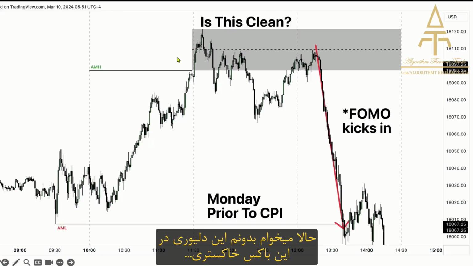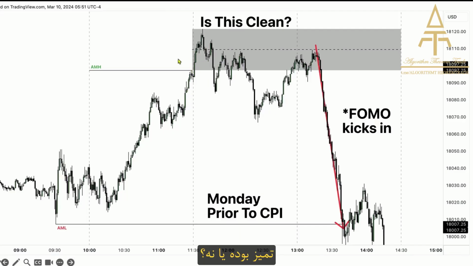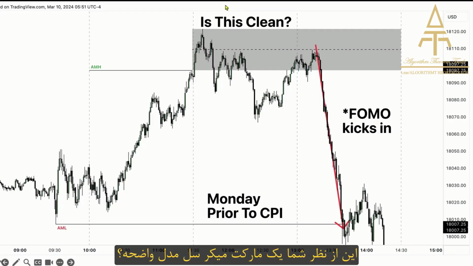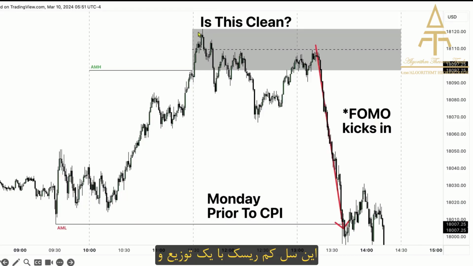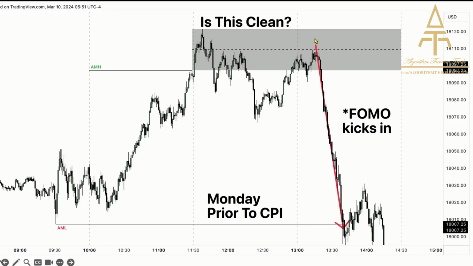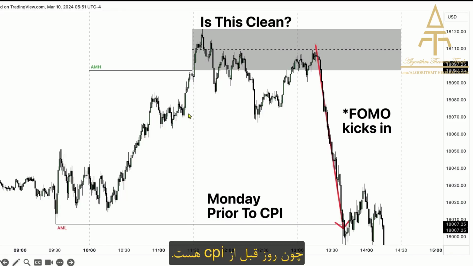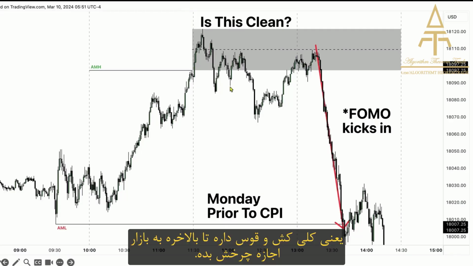Now I'm going to ask you whether or not the delivery above the AM high right here, showcased by this gray box, is clean. Is this a clean market maker sell model to you? Is this whole leg, which could be the low risk sell followed by the distribution, followed by again distribution, clean? The answer is of course no. Why not? Because it's the day prior to CPI, meaning that there is a lot of back and forth going until the market is finally allowed to expand lower aggressively.